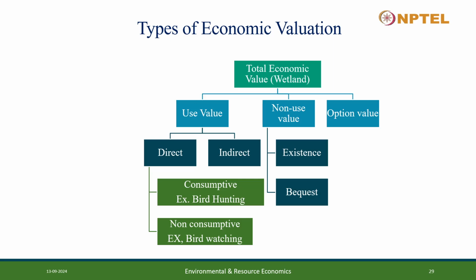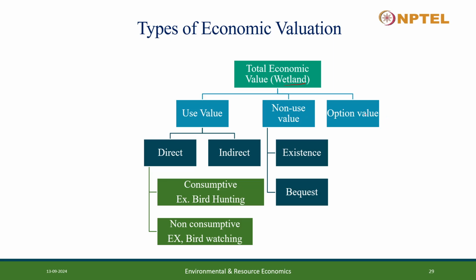So let's say that there is a wetland. Okay, a wetland is a kind of land where the ecosystem exists. There is permafrost inside the land, and it is a home for biodiversity also. And the wetland's total economic value can be either use value, non-use value, or option value.